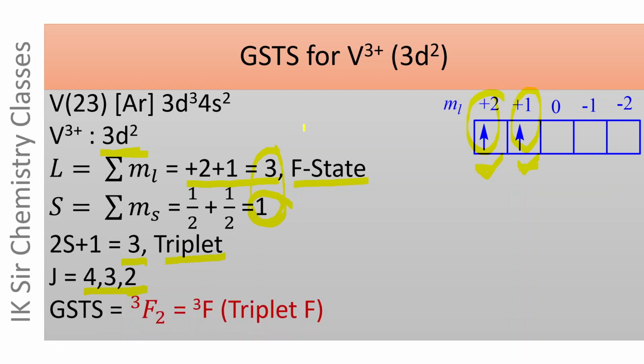The ground state term symbol for vanadium triple plus ion will be triplet F2. The lowest value of J will be selected for the ground state term symbol because the subshell is less than half filled. Thus, the ground state term symbol for vanadium triple plus ion is triplet F2. It can be simply written as triplet F.